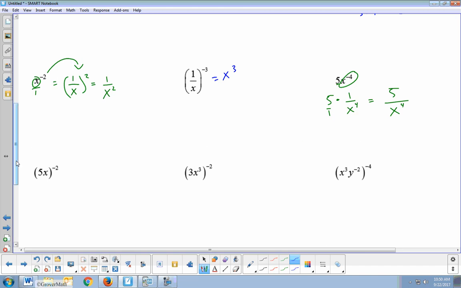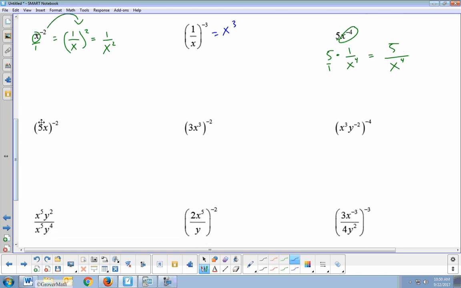That's it. Here we see a 5x is the whole base. So 5 is part of the base. So if I reciprocal 5x, it becomes 1 over 5x raised to the positive exponent of 2. And that can be simplified a little bit further to become 25x squared, because I can square 5 and square x. Let's keep going here.